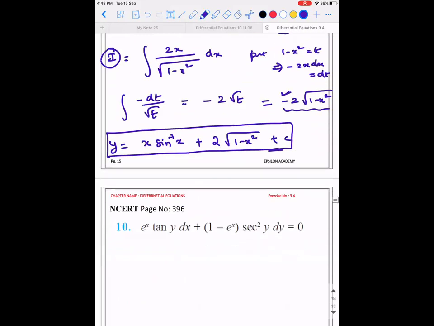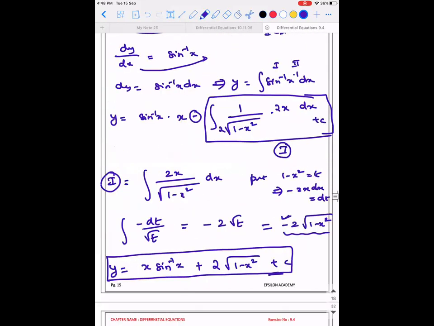Sir, in I, the denominator 2 will be coming. Okay, one minute. So if I take the 2, then it should be only root t, right? So you have 1 by 2. Here you will have a 2. This and this will get cancelled. You will have minus root of 1 minus x squared. Can you please check the answer if this is the one? y is equal to x sine inverse x plus root of 1 minus x squared plus c.